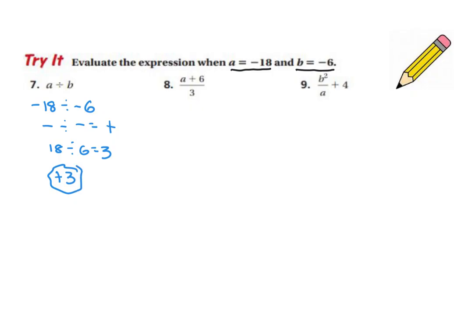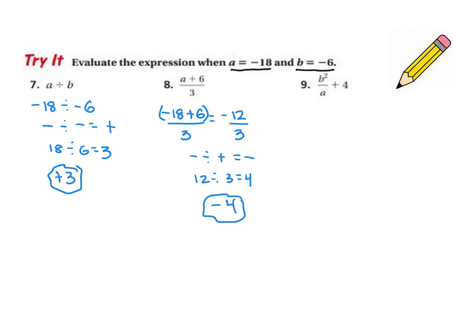For number 8, we have -18 plus 6 divided by 3. We have to do the top first. -18 plus 6 is -12, divided by 3. We have a negative divided by a positive, which is negative. 12 divided by 3 is 4. So that one is -4.